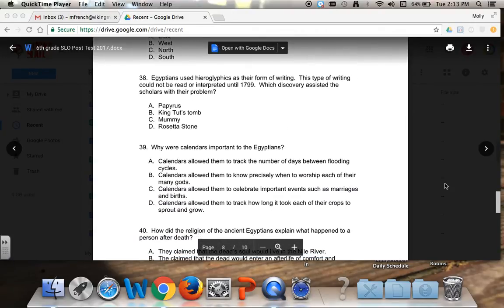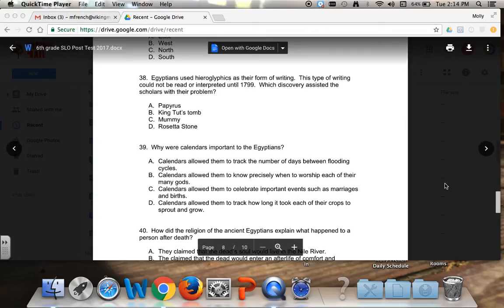Number 38. Egyptians used hieroglyphics as a form of writing. This type of writing could not be read or interpreted until 1799. Which discovery assisted the scholars with their problem? A. Papyrus. B. King Tut's tomb. C. Mummy. Or D. Rosetta Stone.